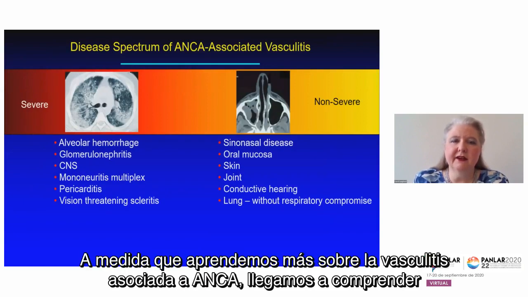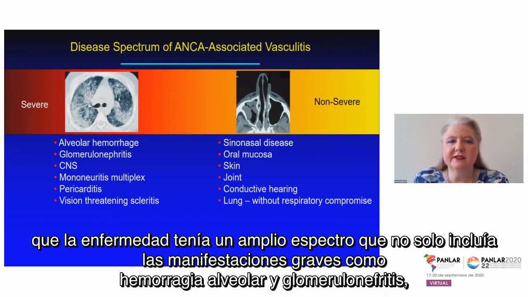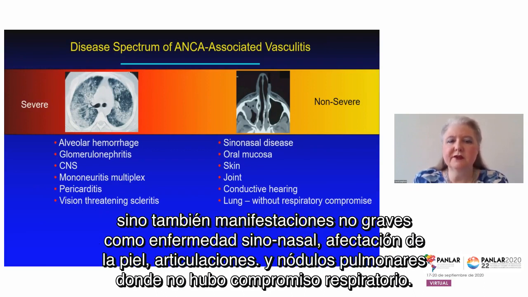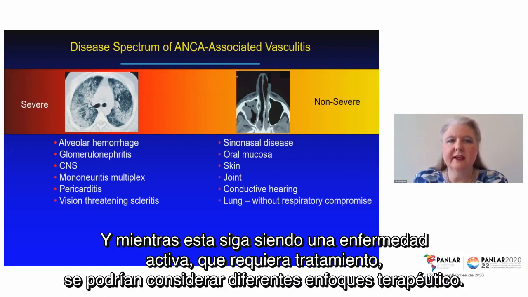As we learned more about ANCA-associated vasculitis, we came to understand that disease had a wide spectrum that not only included the severe manifestations such as alveolar hemorrhage and glomerulonephritis, but also non-severe manifestations such as sinonasal disease, involvement of the skin, joint, and lung nodules where there was no respiratory compromise. And while this remained active disease that required treatment, different therapeutic approaches could be considered.